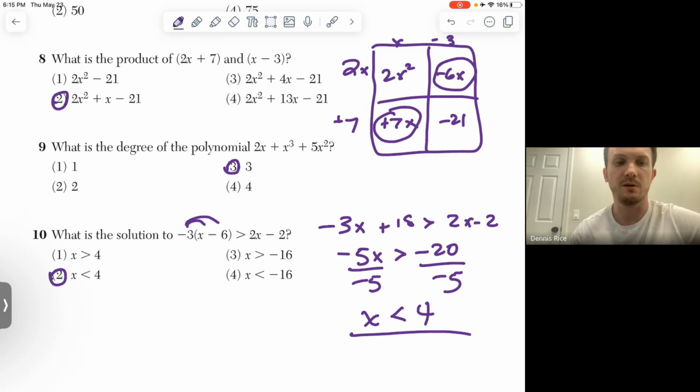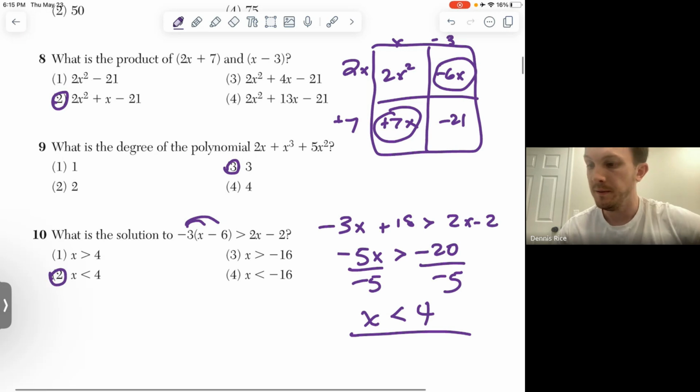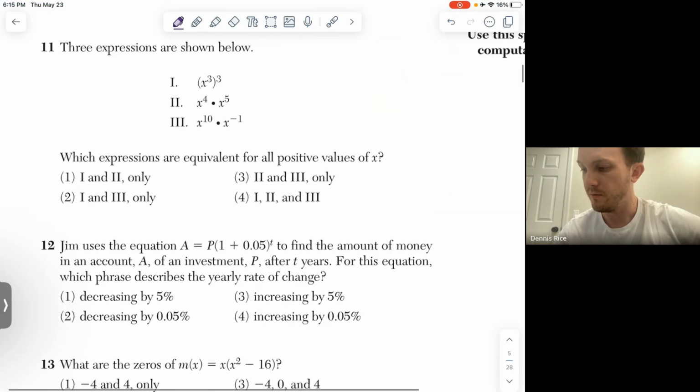Huh, I'm not sure. Yeah, negative 18. Yeah, that would make sense. Okay, we're almost halfway there for the multiple choice.